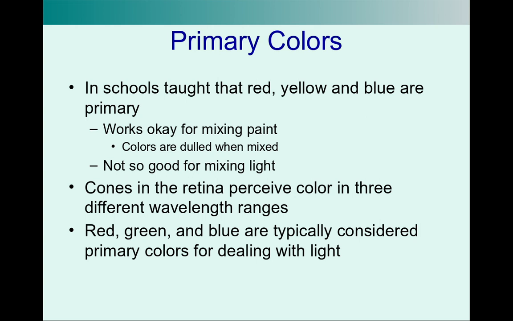Now, so far as our visual system is concerned, cones in the retina perceive color in three different wavelength ranges. These are red, green, and blue, which are typically considered to be the primary colors for dealing with light.